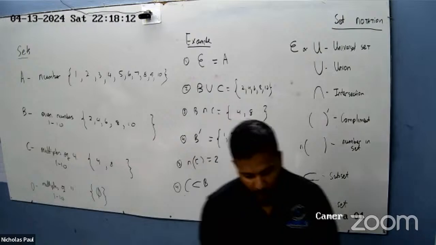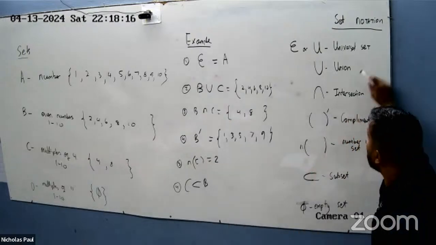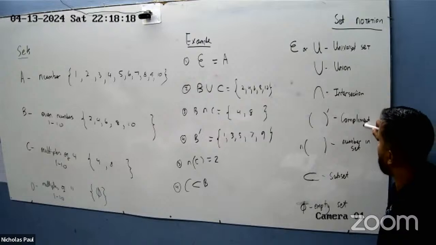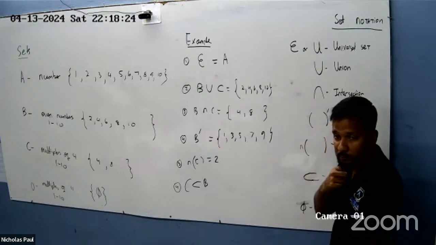So these are all the symbols that we need to understand in sets: union, intersect, complement, number, subset, empty. And I gave you an example of all. Are you okay with that?